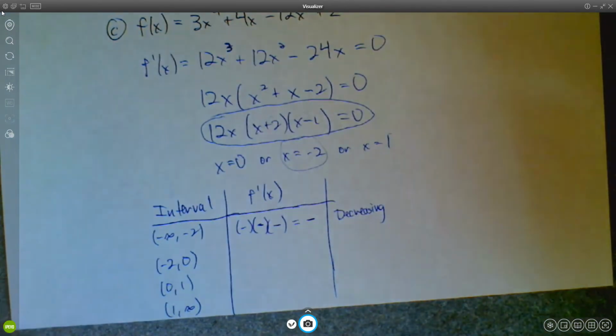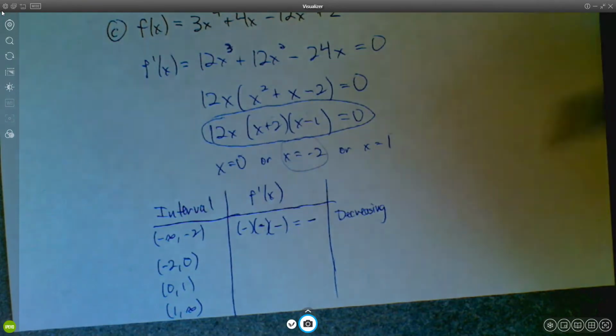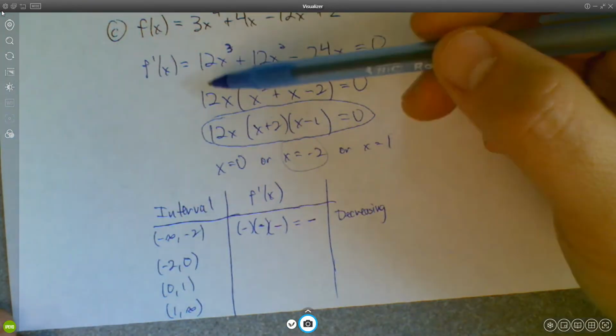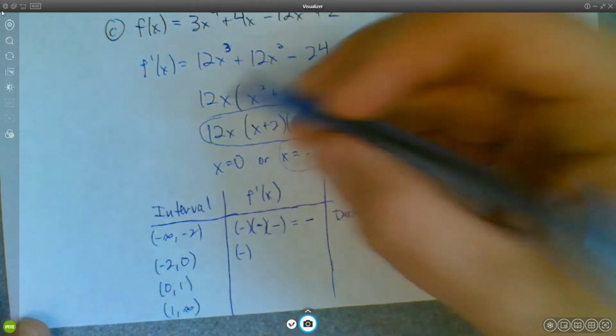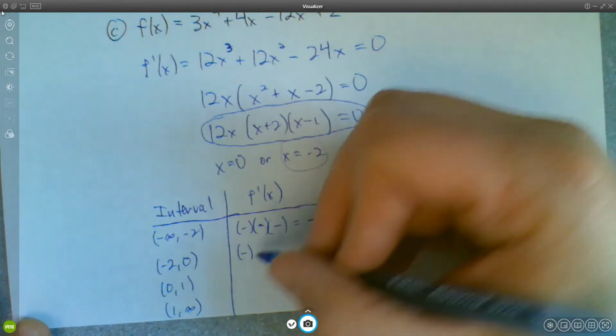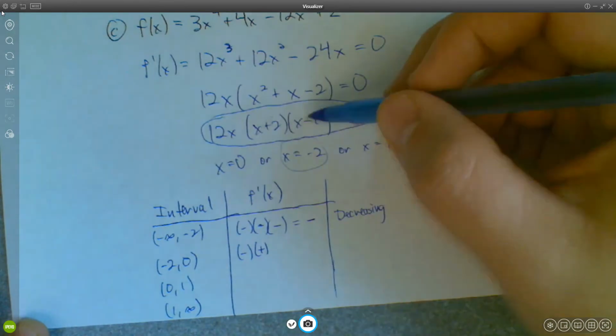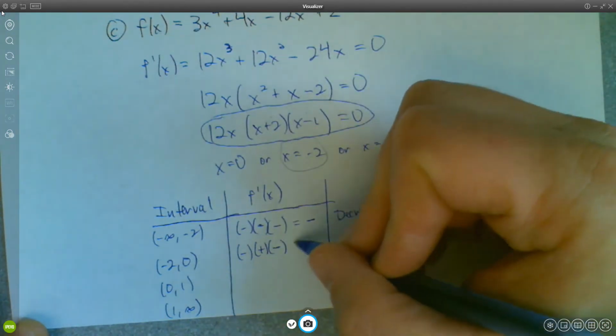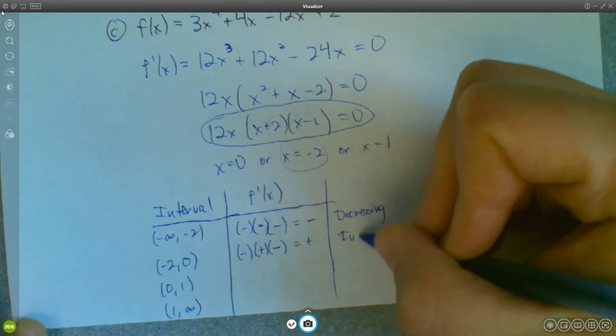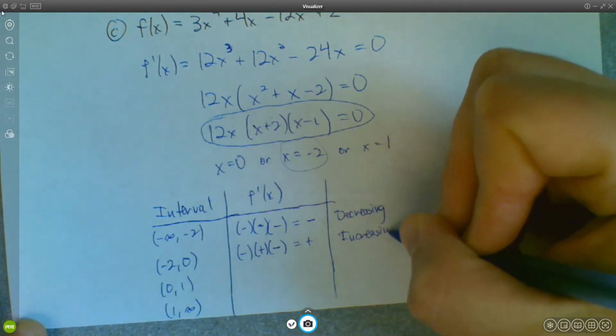on that interval. If I plug in something between -2 and 0, like -1, let's see. This is going to be a negative. -1 plus 2 would be positive. -1 minus 1 would be negative. That's going to make a positive. So we're increasing here. Okay?